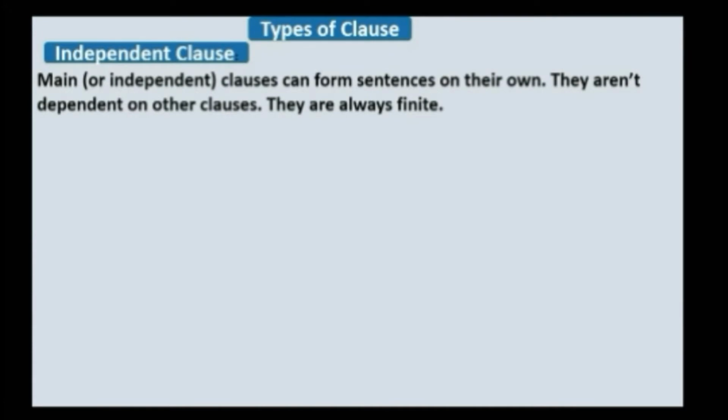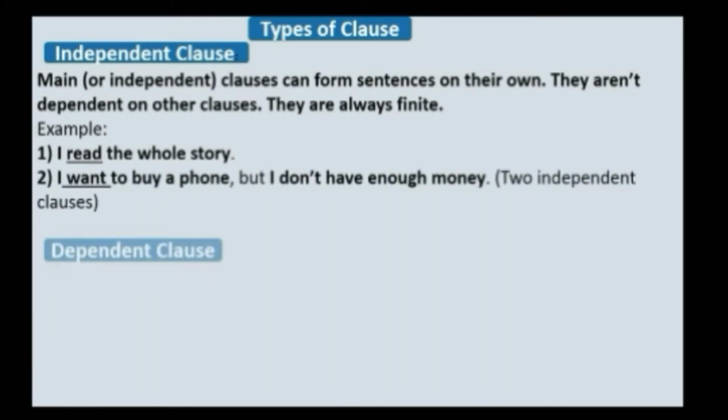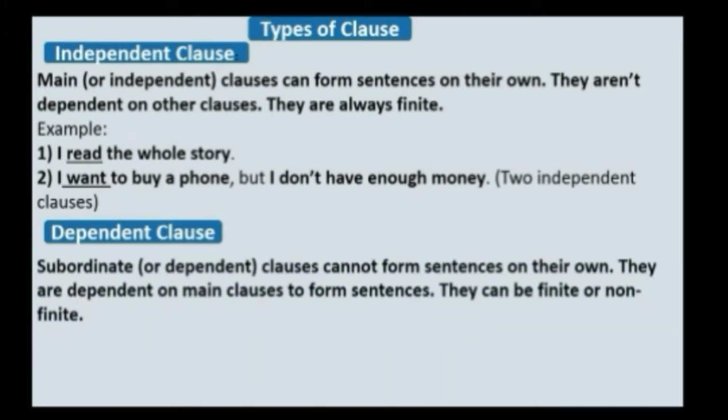It depends on which type of clause it is. So we have two types of clauses, independent clause and dependent clause. A dependent clause has a subject and a verb, and its verb is a non-finite verb. What is a finite verb? A verb which has tense and a subject, that is an independent clause. For example, I read the whole story, it is one subject, one clause and a sentence. I want to buy a phone, it is also a clause. But I don't have enough money, it is also an independent clause.